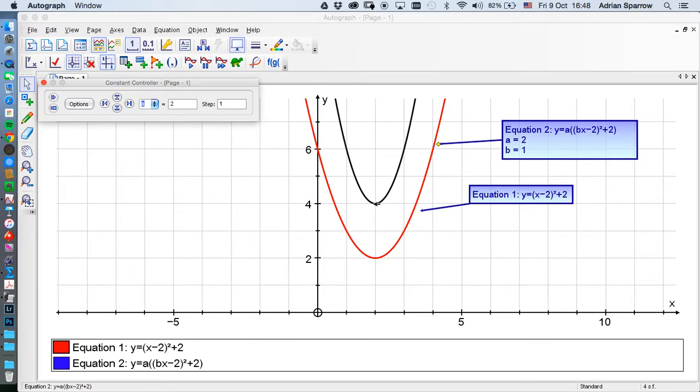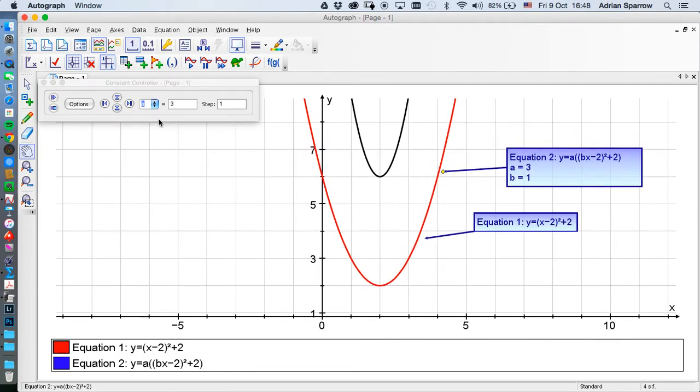Started at 2, now it's at 4. I multiplied it by a, 2 to 4. If I make it 3, it'll go to 6. So I started at 2, now a is 3, and it's gone to 6. And obviously I can keep going and make it 4, and it jumps from 2 to 8. So the scale factor of the stretch is a.